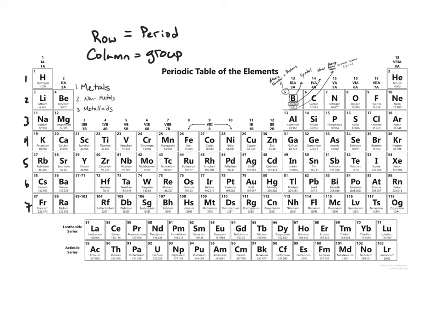Now, what makes metals unique? Well, they all are solid at room temperature, with the exception of one of them, which is liquid at room temperature, but they're all solid at room temperature. Furthermore, they all generally have a shininess to them. They are shiny, or what we call luster. And another key characteristic is that metals always form positive ions, or what we call cations.